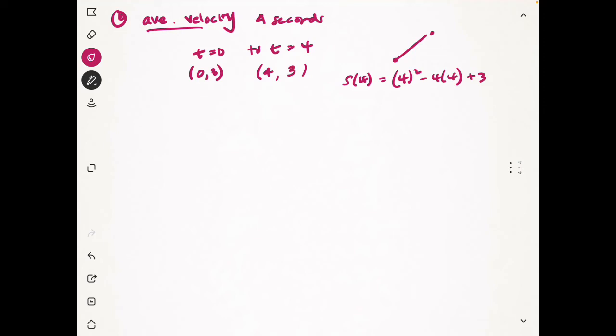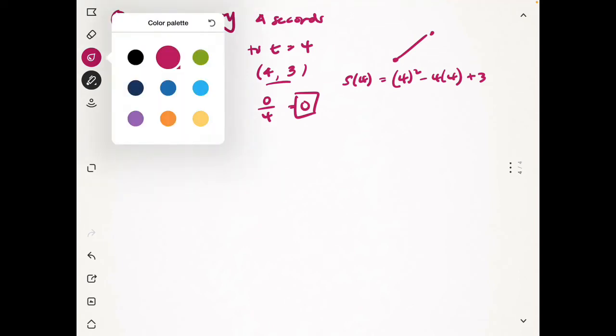Because we ended up where we started, our change in y is 0, and our change in time is 4 seconds, so this is going to be 0. So even though the particle did move left and right, overall, the average velocity, because it ended up where it started, is going to be equal to 0. That's pretty neat. Okay.